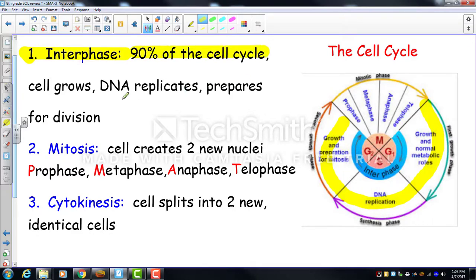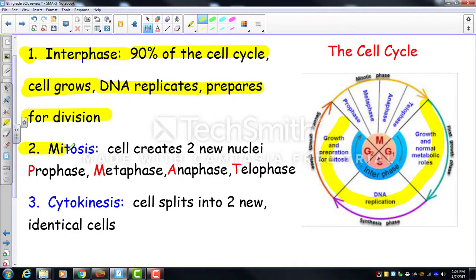Now, in interphase, the cell grows, just like every living thing has to grow. Remember, it makes a copy of the DNA so that every new cell, when it goes through cell division, will get an exact replica of the DNA molecule or molecules, and then it prepares for cell division. So that's what happens during interphase.